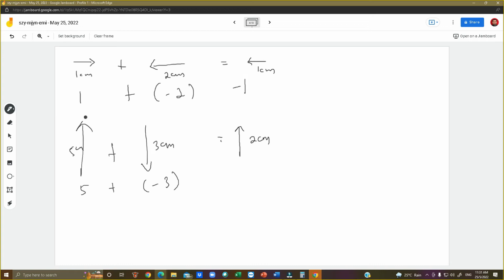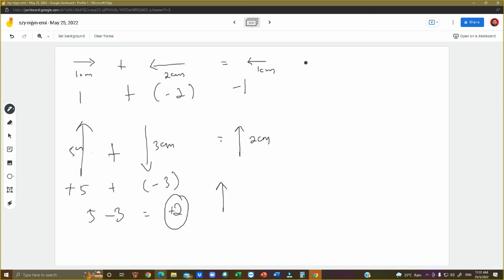If it goes upwards, it will be positive. Positive 5 here. So you go positive here. When we do composition, it is adding. Positive 5 added with downwards, negative 3. So we get 5 minus 3. So the result is 2. When you see a positive result like this, automatically you know the arrow will be pointing outwards.